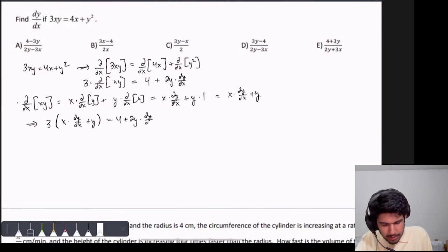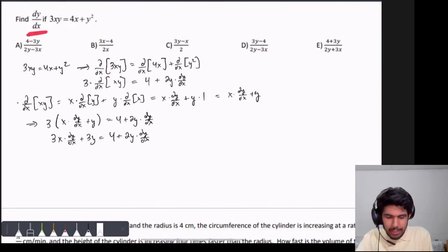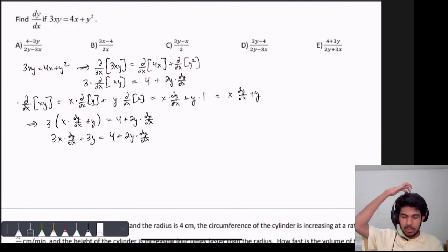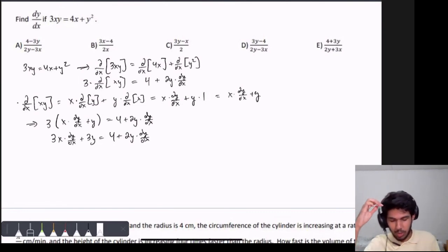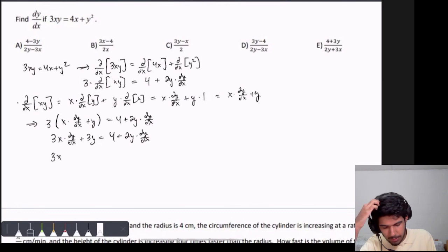dy/dx. Let's simplify this a little bit. 3x times dy/dx plus 3y equals 4 plus 2y times dy/dx. And remember, we're solving for dy/dx. So we have to isolate the terms with dy/dx onto one side. So I'll keep this first term here, but then I'll take this term and subtract it from both sides. So this is minus this, and that's equal to 4.